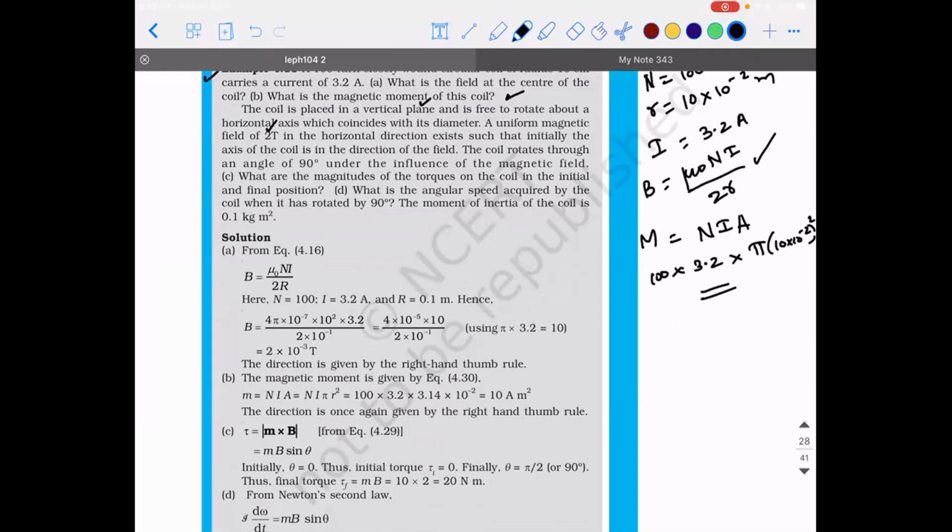So here the question is, there is a horizontal magnetic field existing and the coil is placed in such a way that the axis of the coil is in the direction of magnetic field. So generally from the first chapter we know that the area vector will be in this direction, right? So what is going to be the torque? The angle between area and B is 0. So torque will be 0.